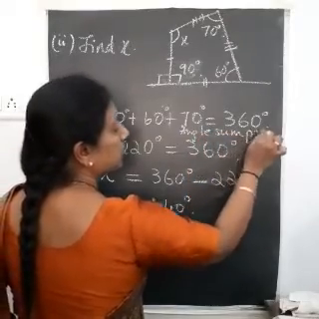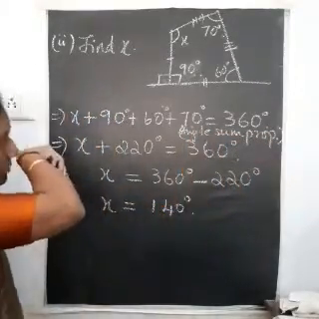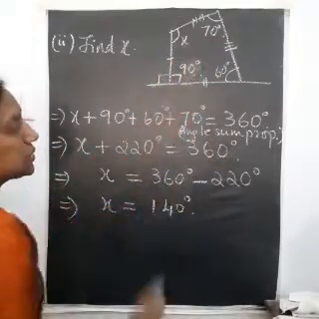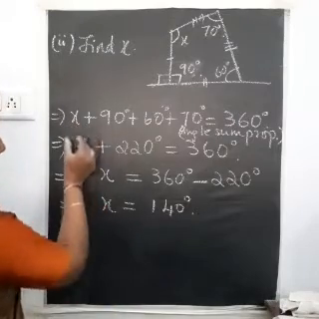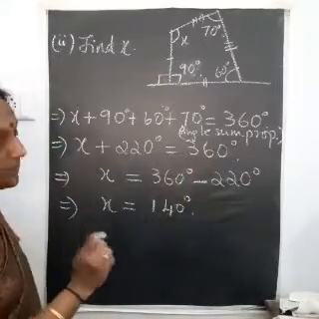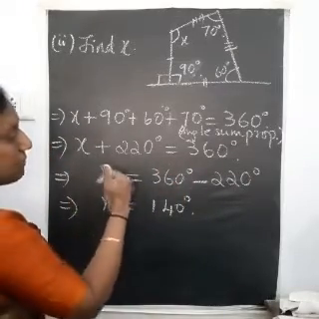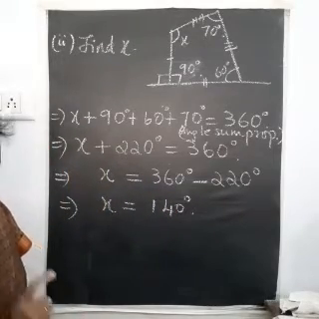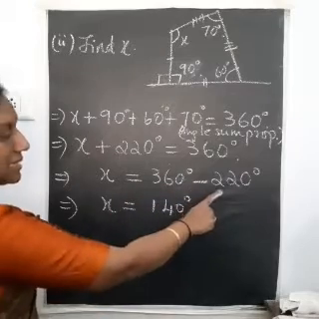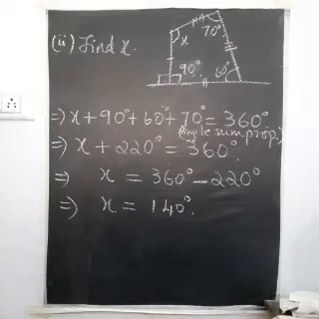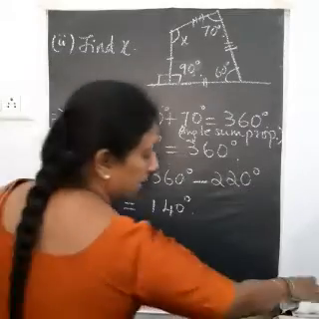Angle sum property. So because of angle sum property, I am saying x plus 90 plus 60 plus 70 is equal to 360. Then keep x as it is, add only the numbers. Equal to 360. Now keep the x as it is, take the number to the other side. I cannot add x and 220 because they are unlike terms. So when I take that 220 that side, what will I get? X is equal to 140 degrees. Did you understand, children? Okay. Now let us go on to the next sum.